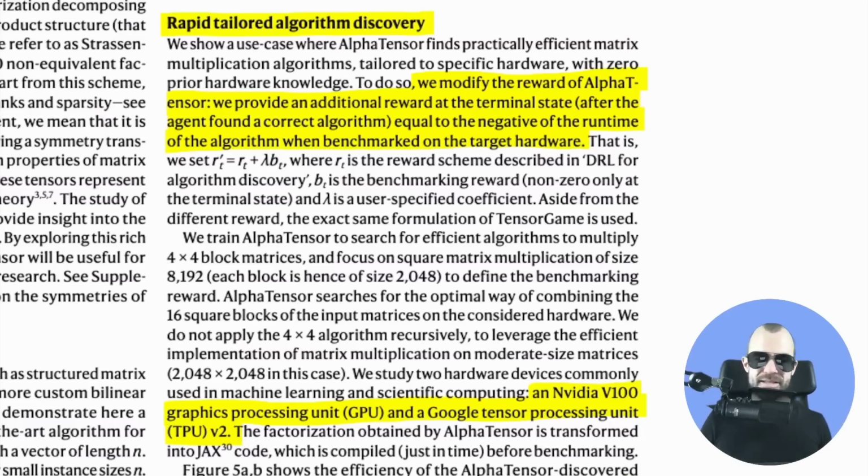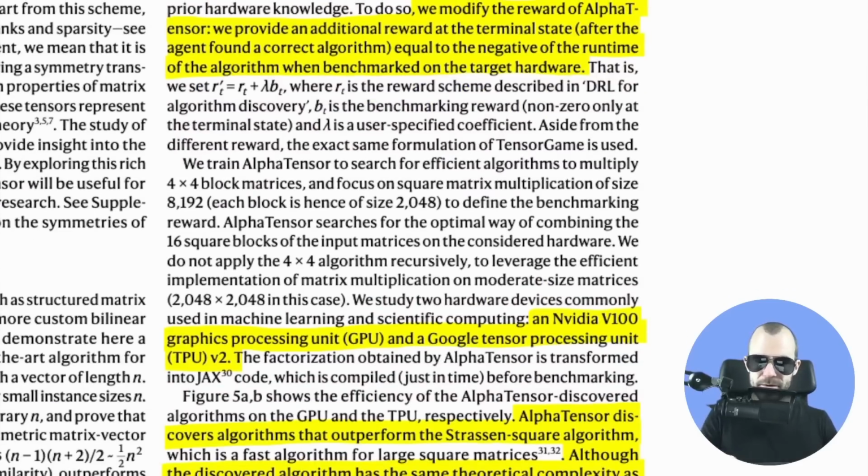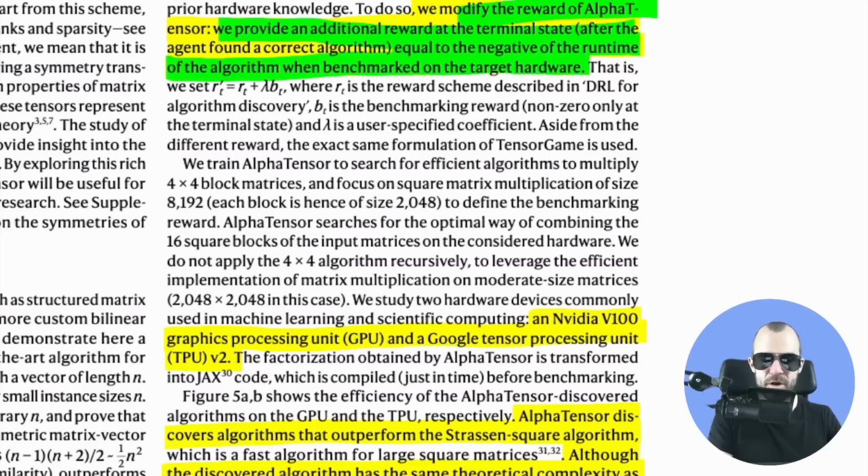So we can swap it out. We can say, actually, we're not that interested in the lowest amount of steps. We're going to swap that out, or in this case we're going to add another reward on top of that. They say right here, we provide an additional reward at the terminal state. So you only get this additional reward after you actually found the correct solution. Otherwise, it would encourage the algorithm to not find correct solutions but prioritize something else. So we give this reward once the algorithm has found the correct solution. We still retain the step reward, so it means it still needs to find that in as few steps as possible. However, equal to the negative of the runtime of the algorithm when benchmarked on a target hardware.